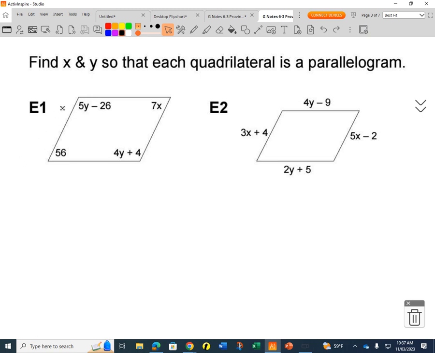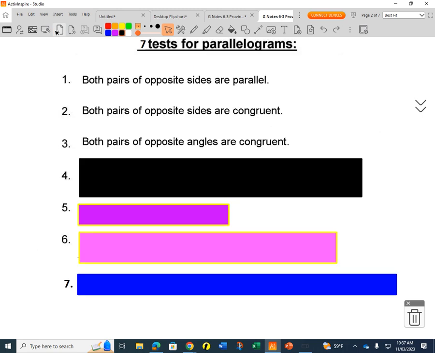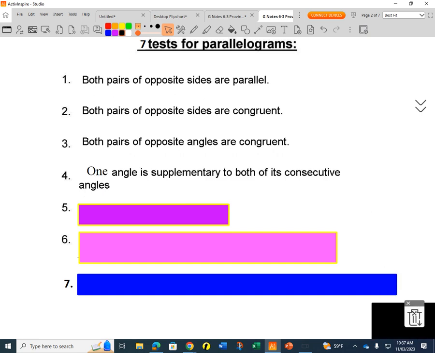Kamara? Were you going to help me solve that problem? I was just going to say that they were interior. We are going to talk about alternate interior angles again. All right, so one angle is supplementary to both of its consecutive angles. So if we know that one angle, if you add it to the consecutive angle on the left, then it equals 180. If you add it to the consecutive angle on the right, and it equals 180, then we can say that that quadrilateral is a parallelogram.